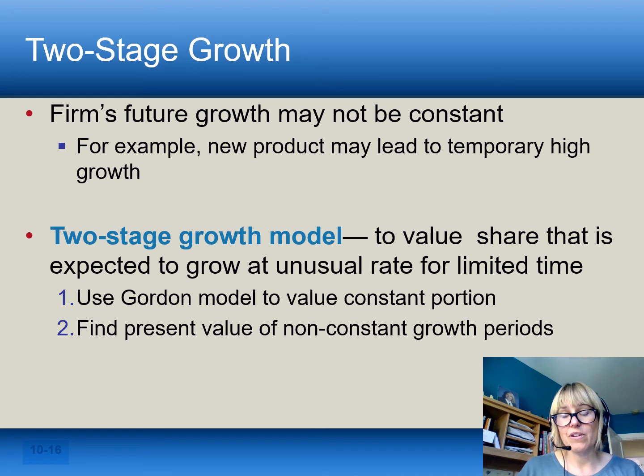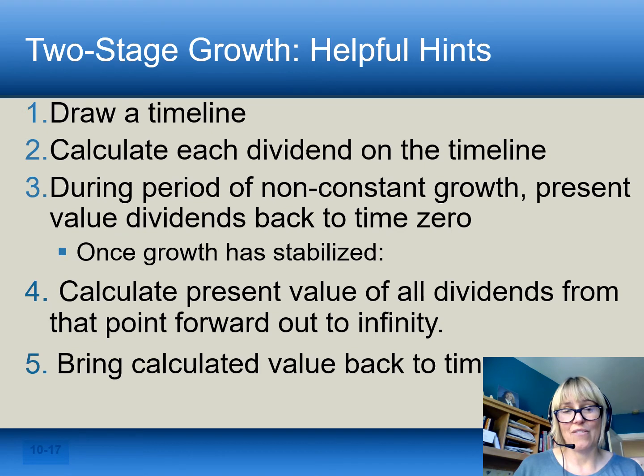They go on forever, and so at some point we need to calculate the perpetuity part of the value of the share and then discount that and bring it back. So we generally use the Gordon model if we know that it's going to grow at a constant rate for a little while, and then we can do the non-constant growth period after that. So we use whatever tools we've got depending on the information we have on the share.